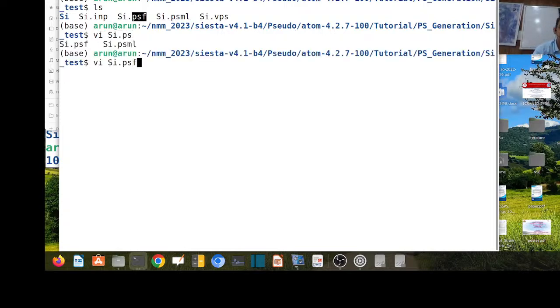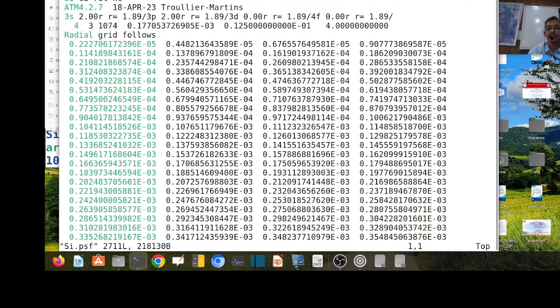This PSF file or PSML file or BPS, these are the pseudopotential files. So generally I prefer to use the PSF file. For PSML support, you have to install SIESTA in a different manner so that it can use PSML pseudopotential. But I will use the PSF file, so it is si.psf. Let us try to understand this file, what it indicates.